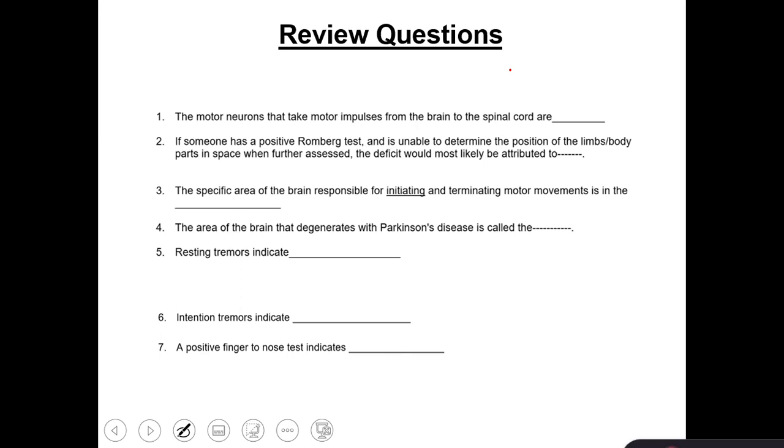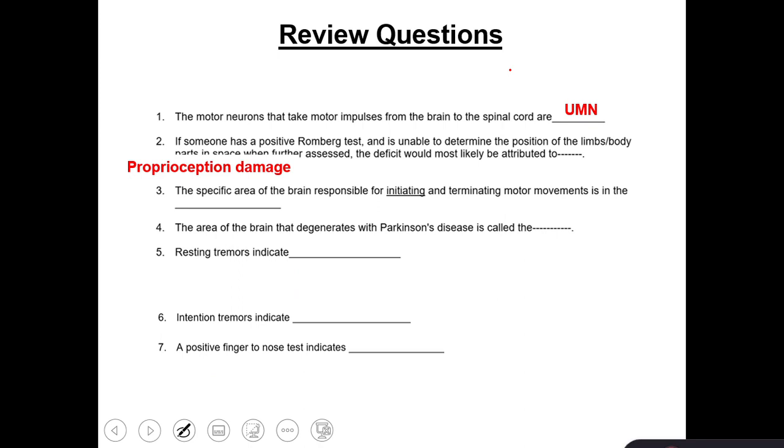Let's go with some review questions. The motor neurons that take motor impulses from the brain to the spinal cord are the upper motor neurons. If someone has a positive Romberg test and is unable to determine the position of the limbs, what is the issue here? So he is not able to detect the position, meaning the proprioceptive apparatus is damaged.